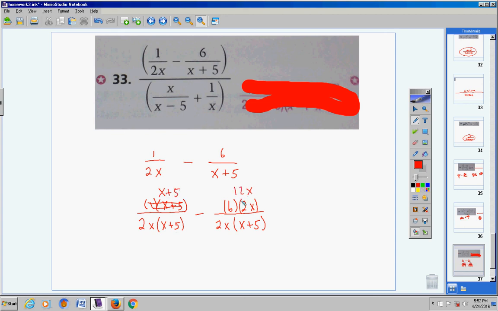Now I have a negative sign here. So it's x plus 5 minus 12x. Do you see it? x plus 5 minus 12x. Well, that would simplify to a positive 1 and a negative 12 is negative 11x plus 5, all over your common denominator, which is 2x times x plus 5, okay? So a lot of work, but there's our numerator, okay?